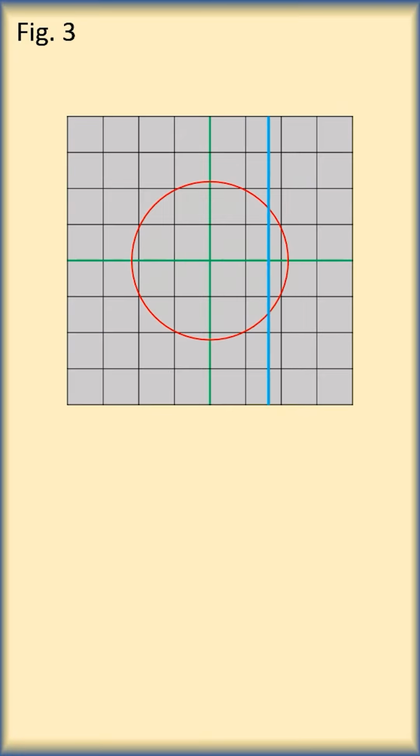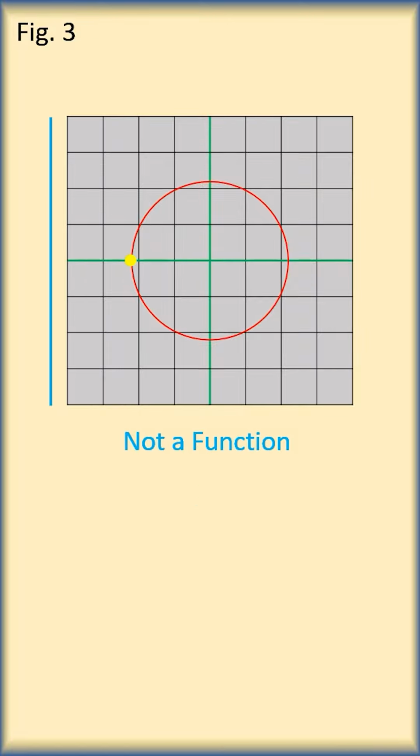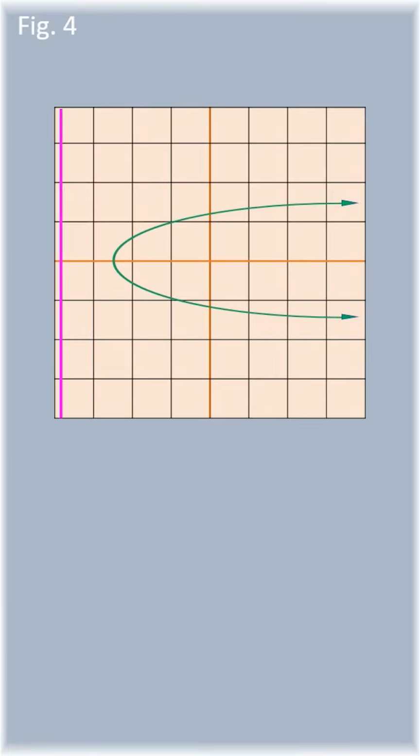Moving on to the third graph, the line intersects the graph at more than one point, except for the points where the line is a tangent. Hence, this graph is not a function. In the last graph, the line initially intersects only at one point, but moving it further, it intersects the graph more than once. Therefore, it is also not a function.